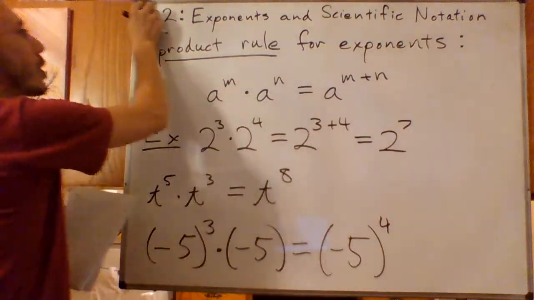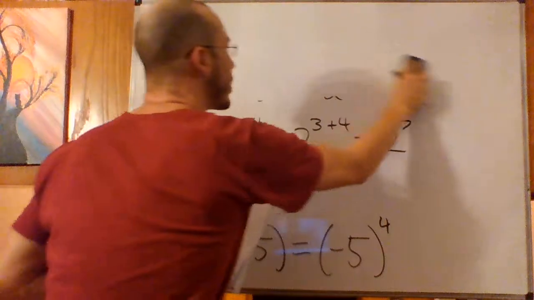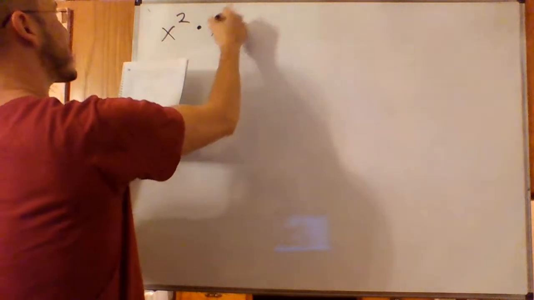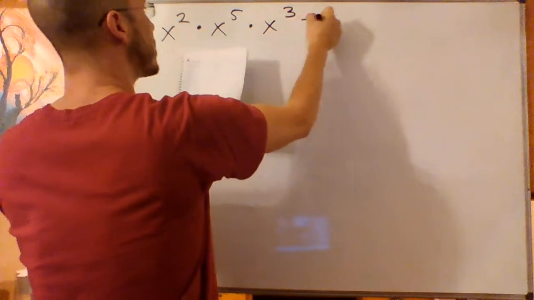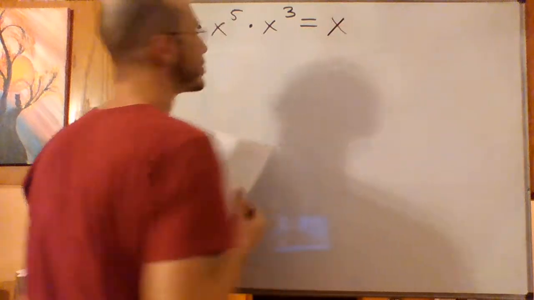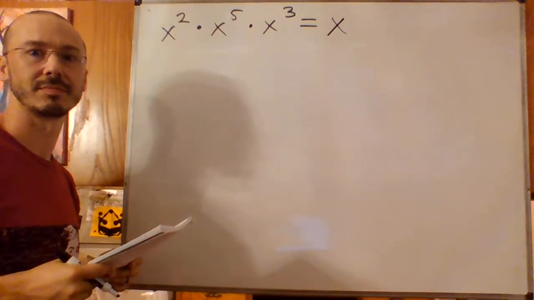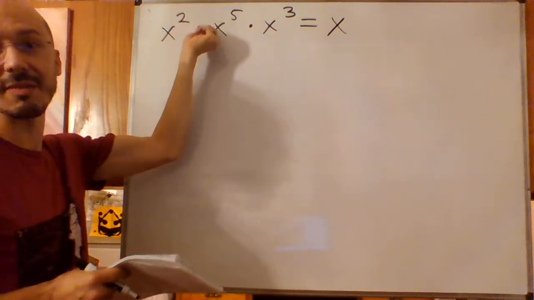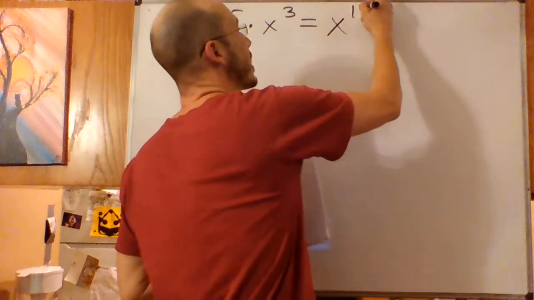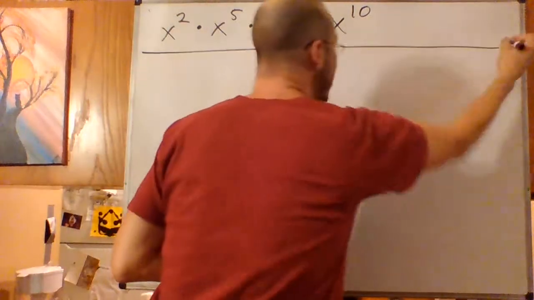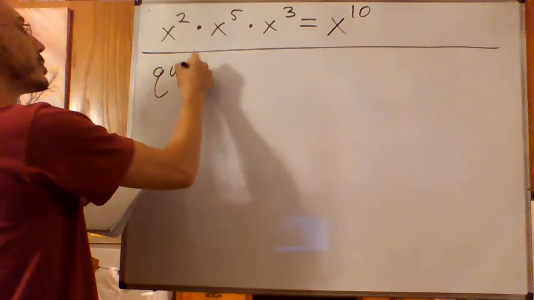Let's look at one more, where this time we'll have x squared times x to the fifth times x cubed equals x to the... well, I can just add all three of them. You could work with the first two and add those up and get 7, and then add the 3, and that'll bring you to x to the 10th. So the next thing that we're going to look at is the quotient rule.